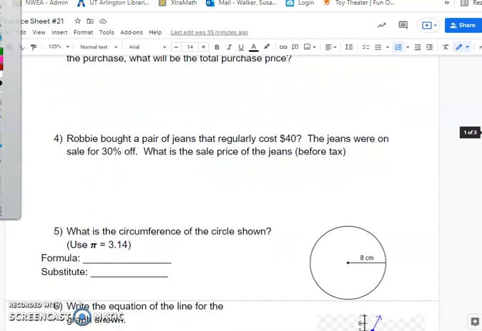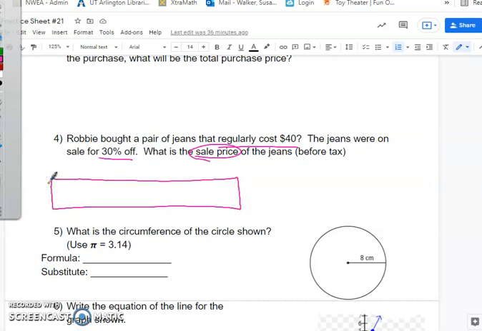Number 4. Robbie bought a pair of jeans that regularly cost $40. The jeans were on sale for 30% off. What is the sale price? Remember, we've done this before. And by the way, you don't have to do the model if you understand how to do it as a percent. So remember, 0% all the way to 100%. The jeans are $40. We break this into 10 sections, 1, 2, 3, 4, 5, 1, 2, 3, 4, 5. This $40 has to go into the 10 sections, so we divide it by 10. I hope this is all familiar. Most of you are very good at this now.